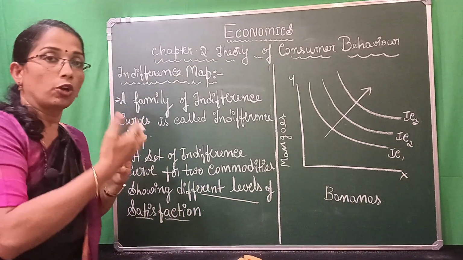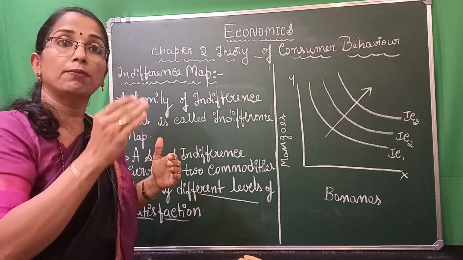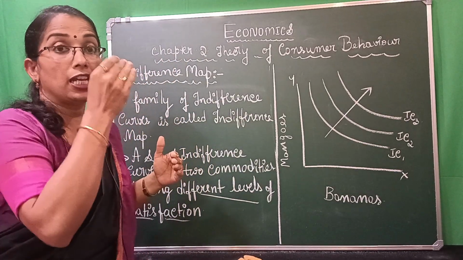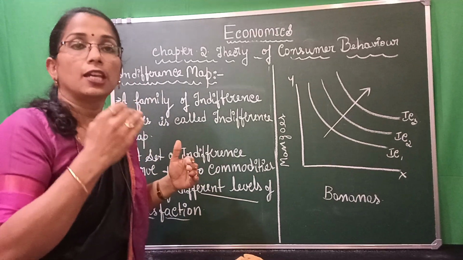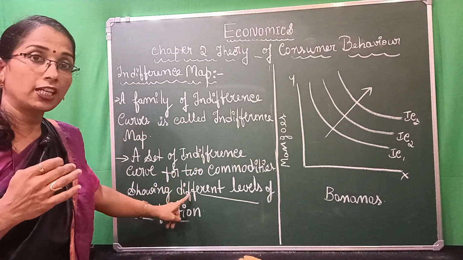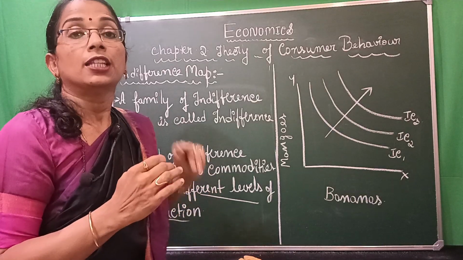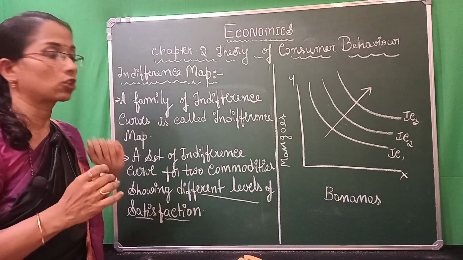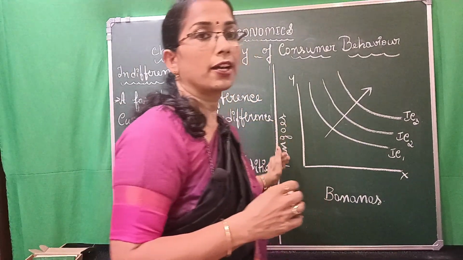As we have already learned, an indifference curve shows the same level of satisfaction. Any point on the indifference curve gives us the same level of satisfaction. But here a set of indifference curves are there, and they are giving different levels of satisfaction. Let us understand this with the help of a diagram.